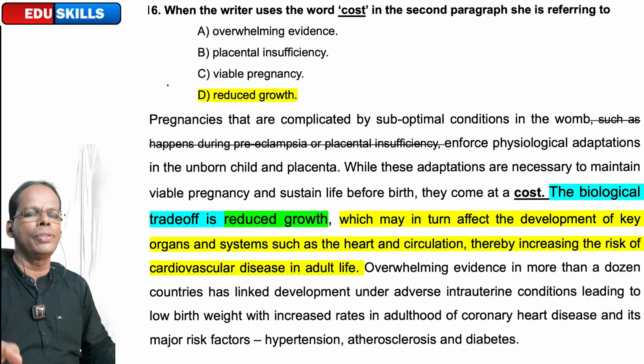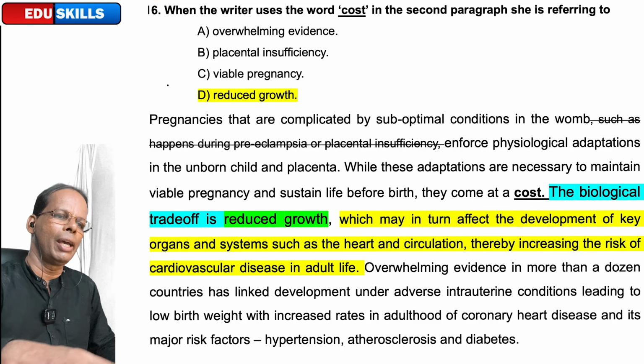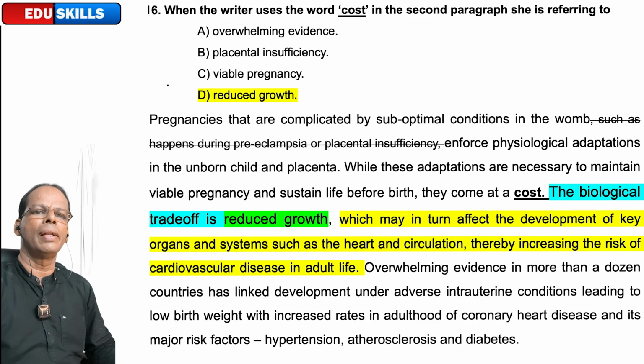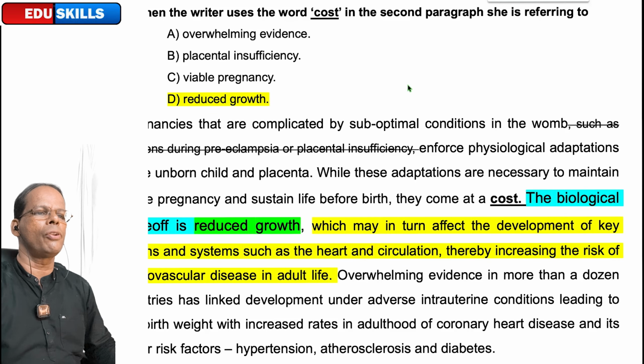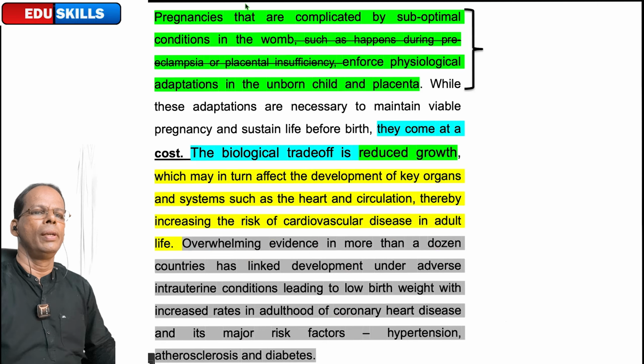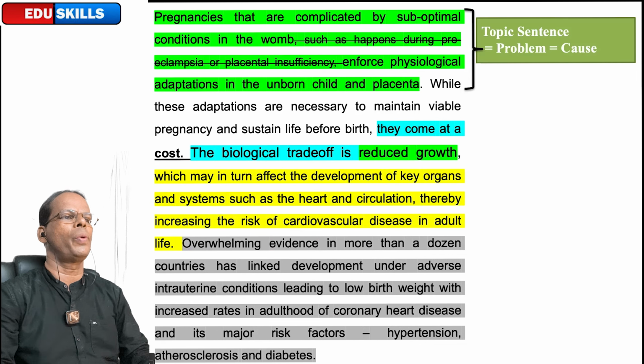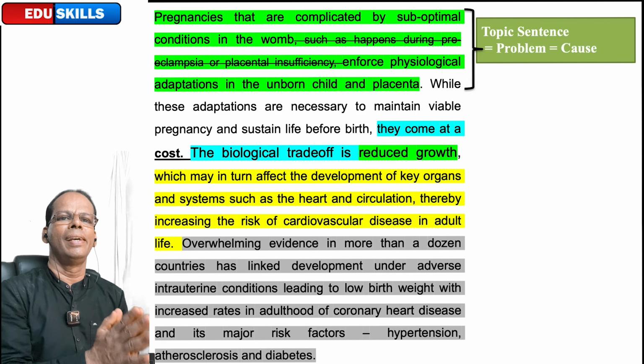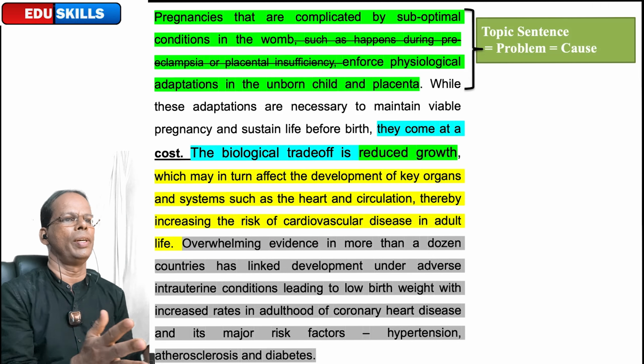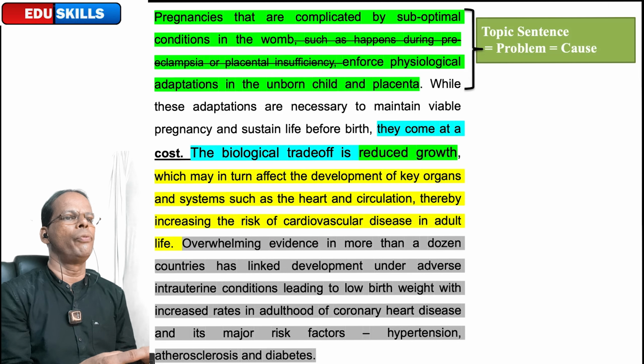And the cause and effect language, you have seen all these days as we are having the sessions, repeatedly it happens in the text. So we'll look into the paragraph structure. There was a request from somebody yesterday of this particular paragraph. Let's check how the cause and effect language can trick you. See now, the first part, topic sentence. There is a main sentence which gives a problem or a cause, whatever it is. Here it says pregnancies that are complicated by suboptimal conditions in the womb enforce physiological adaptations in the unborn child and placenta.